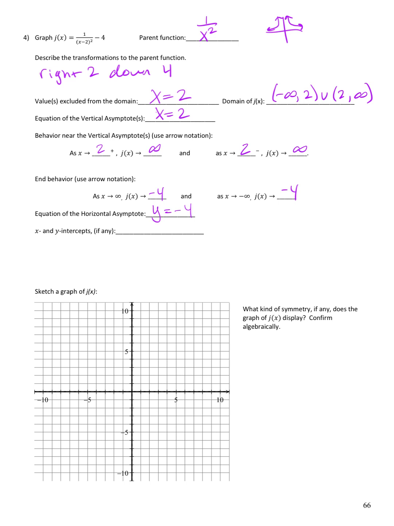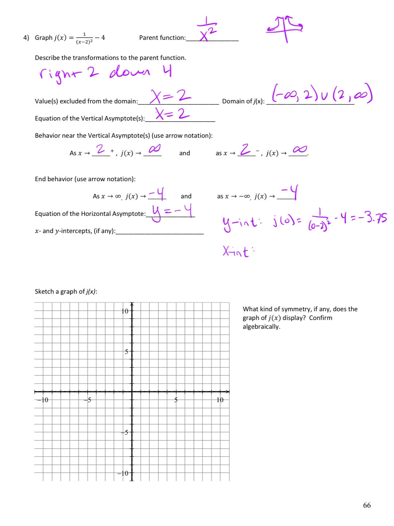And then x and y intercepts. So to find y-intercept, we make x 0. So I have 1 over (0 minus 2) squared, minus 4. So 1/4 minus 4 is -3.75.